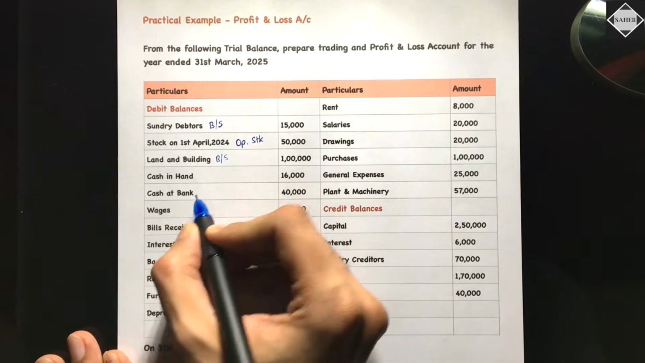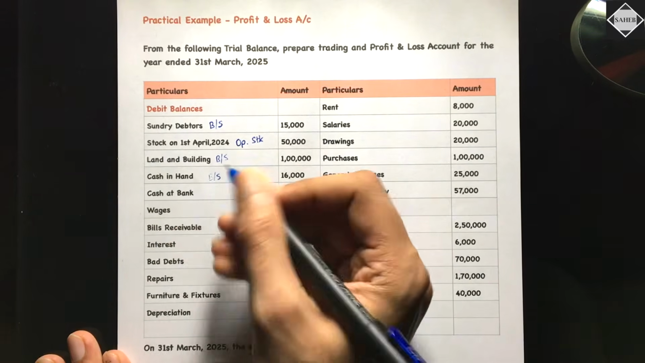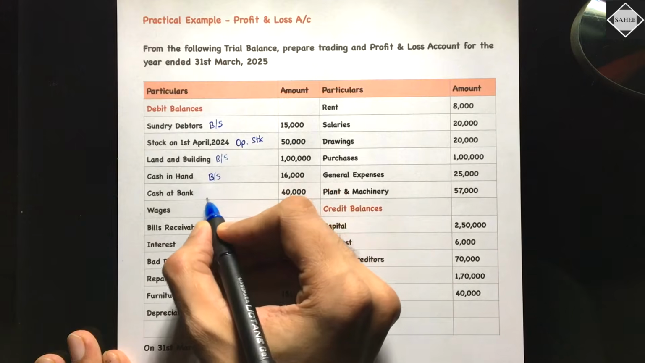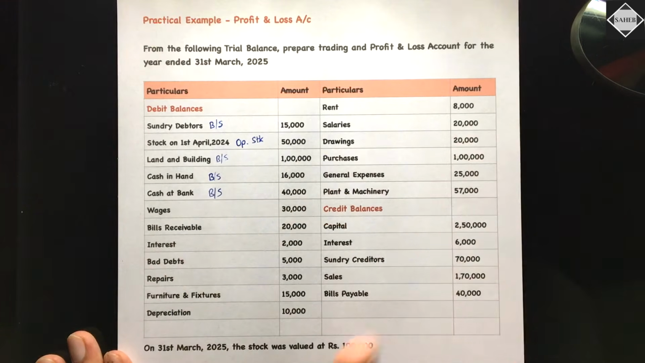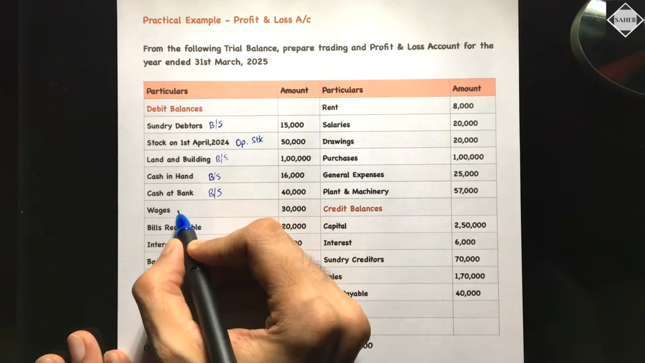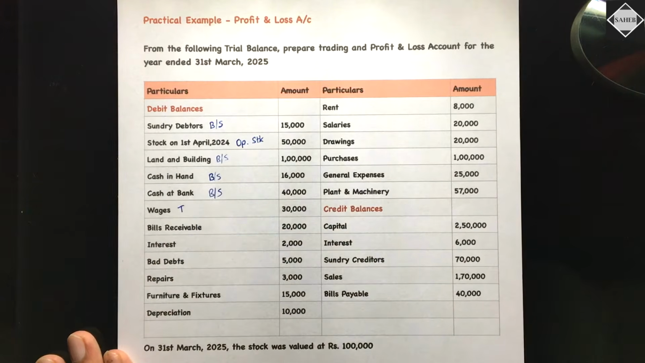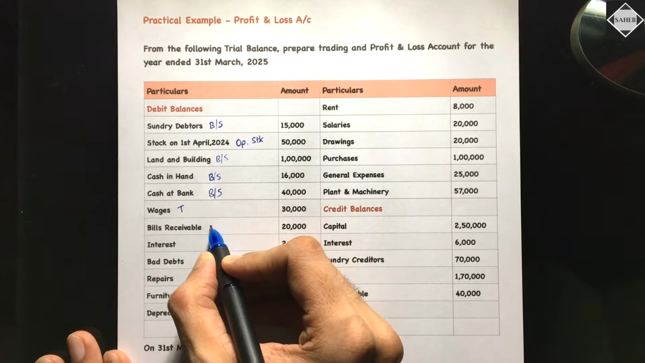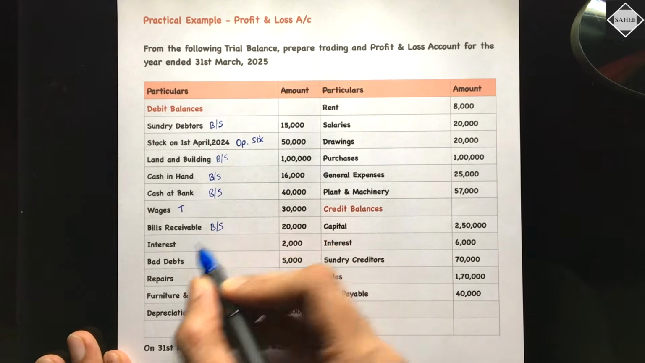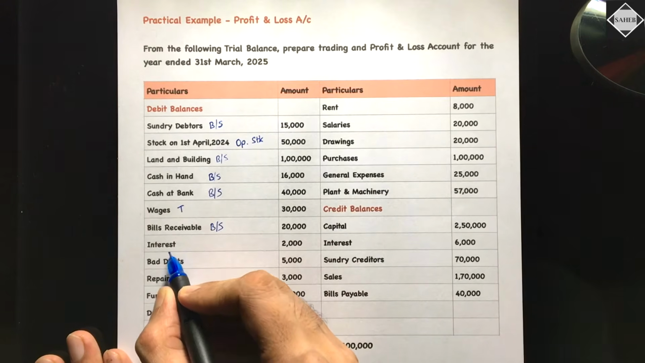Cash in hand, cash at bank, same. It's balance sheet. Both balance sheet, because it's not expense or income. Next we have wages. Wages is a trading account item. Isn't it? It's a direct expense. Then we have bills receivable. Bills receivable is a balance sheet item only. It's an asset. Interest. Is it interest paid or interest received?